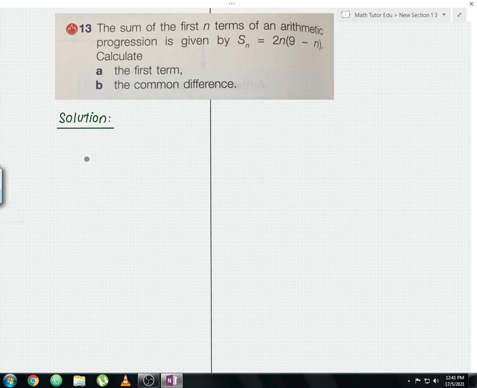Now I'll be discussing Form 4 Additional Mathematics Chapter 5 Progressions HOTS question example 1.